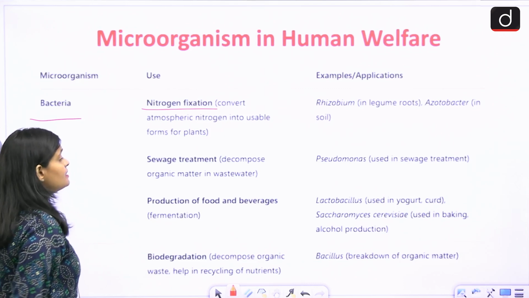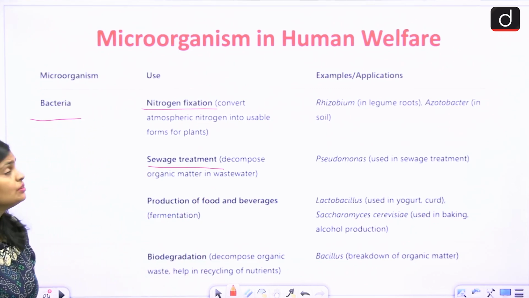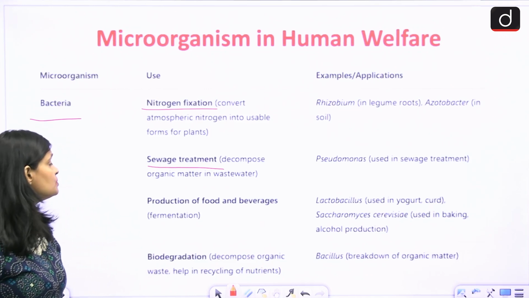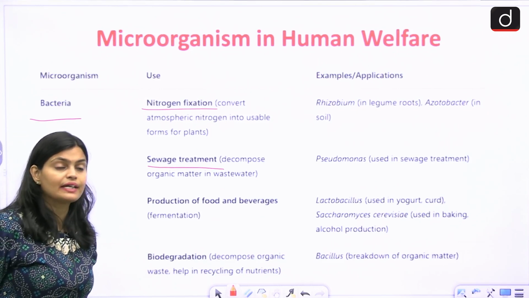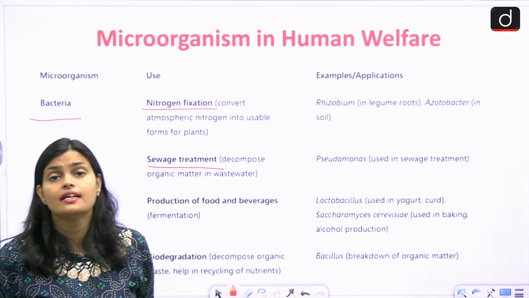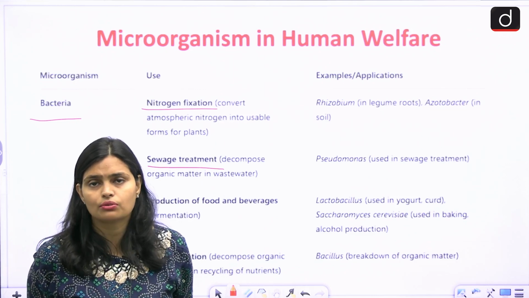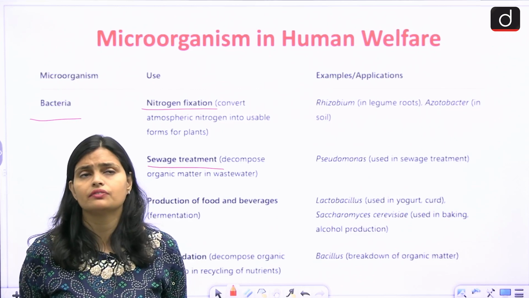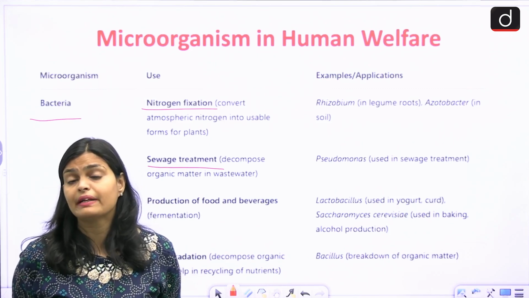Again, sewage treatment. We have a bacteria like pseudomonas which is used in sewage treatment. What is sewage treatment, guys? Decomposition of organic matter in wastewater. Whatever organic matter we have, suppose in your house you have your kitchen waste, in the kitchen waste you have all your vegetable peels and all those. Whatever organic waste you have, organic waste means the waste which can be decomposed.